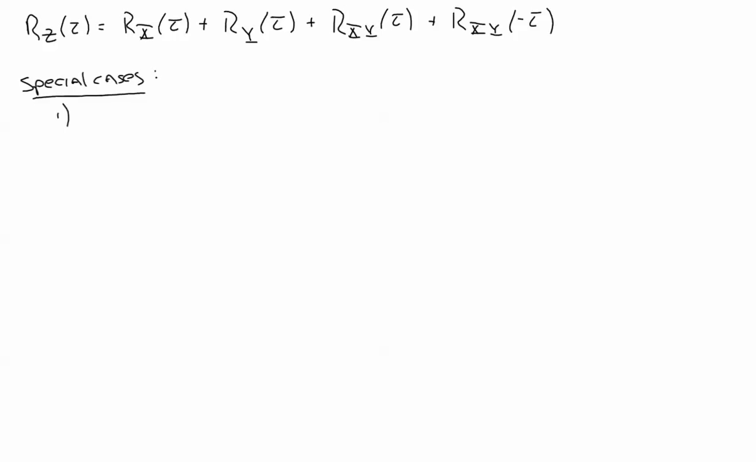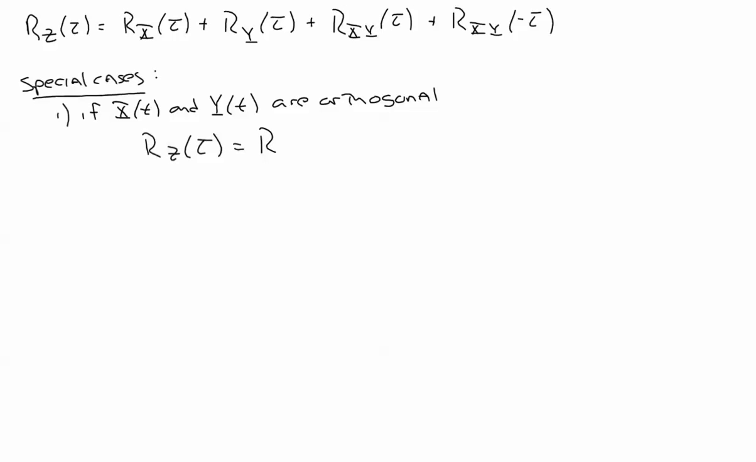One, what if x and y are orthogonal? That means that their cross correlations are always and everywhere 0. If x and y are orthogonal, then the autocorrelation of z is just the sum of autocorrelations.